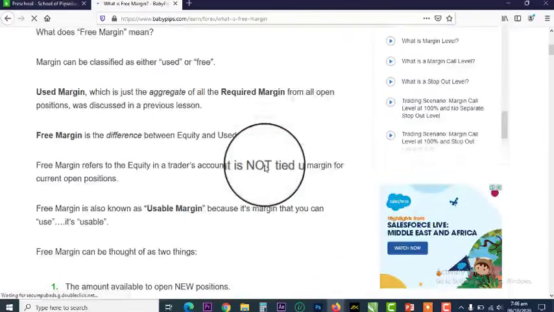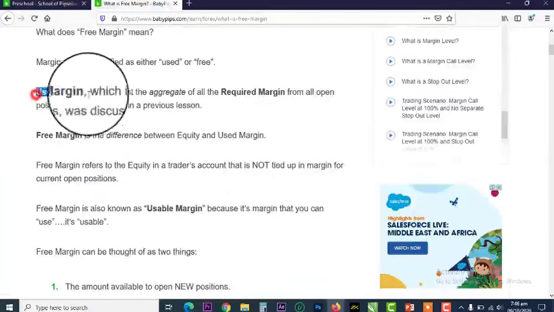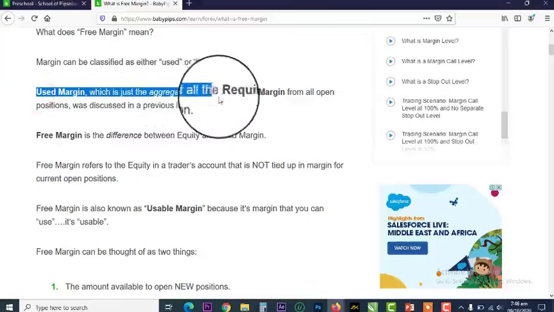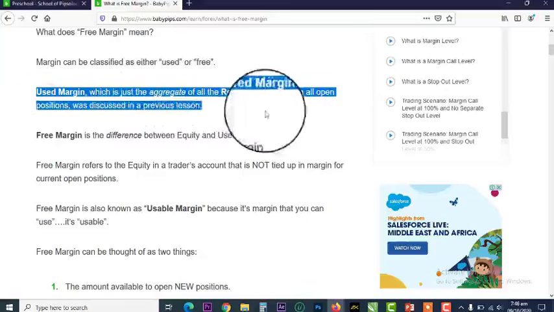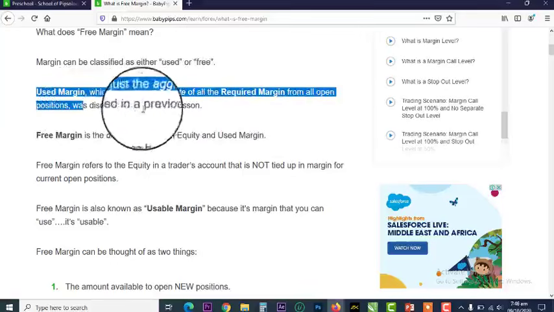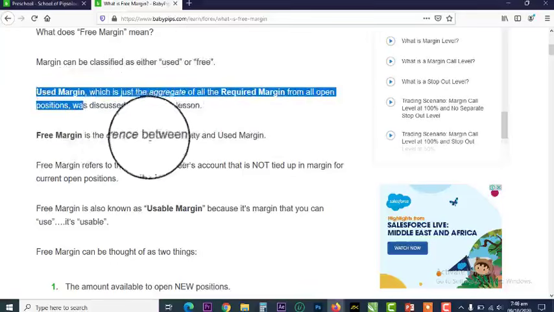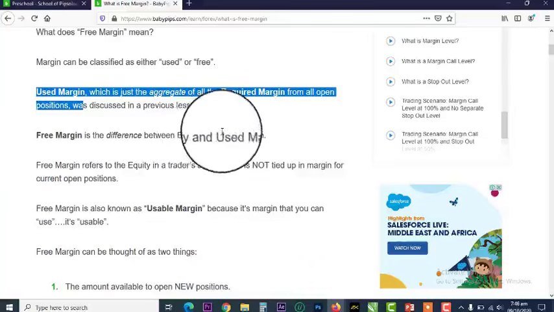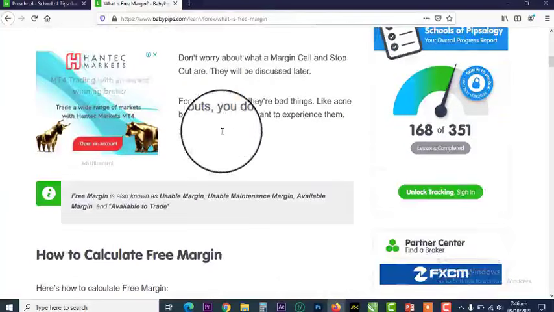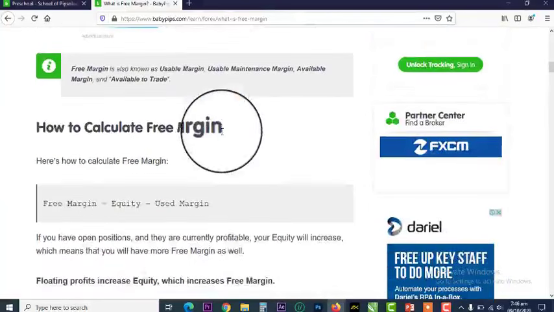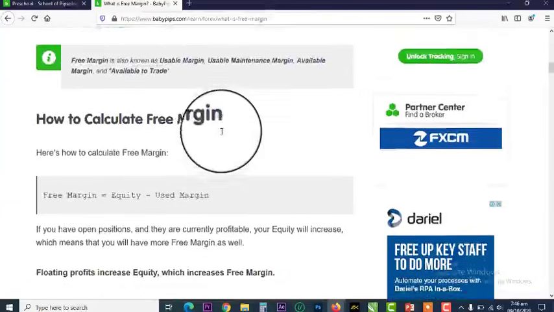What is free margin? We've talked about used margin, right? Okay, let's just read. Used margin is just the aggregate of all the required margin from all open positions. I explained that. Now the free margin is the difference between the equity and the used margin. The margin that is left for you in your account, right? That is the free margin.